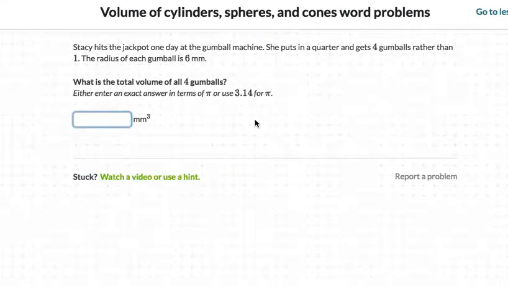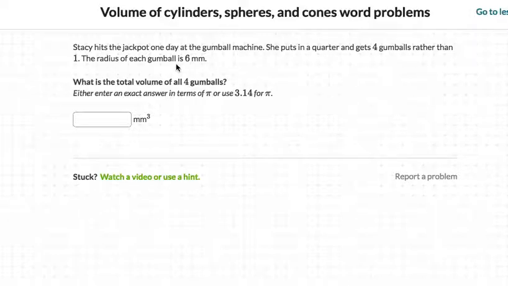So today we're going to look at the volume of cylinders, spheres, and cones word problems. Before we begin, we need to make sure that we are proficient in calculating the volumes of each of these solid objects, as cylinders, cones, and spheres, using the formulas that we've been working on. The formula in this case is going to be a sphere. We've got gumballs is what we're dealing with. I've never seen a gumball that's a cone or a cylinder, so it must be a sphere.